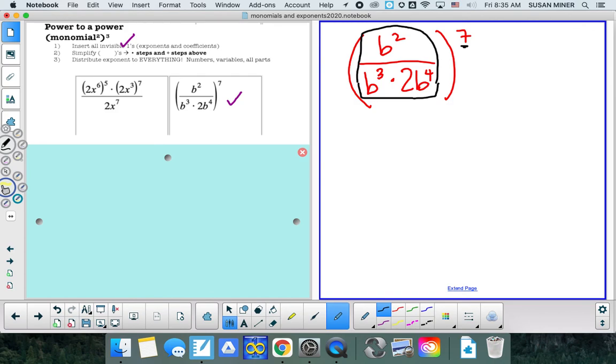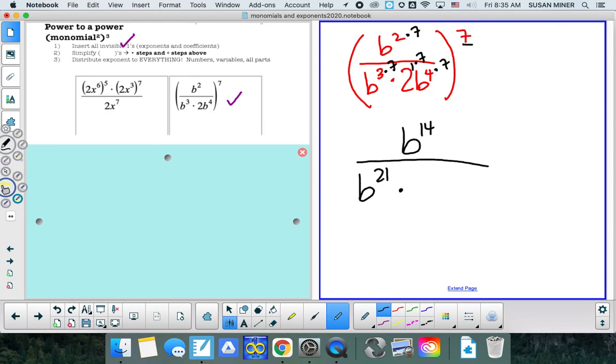And so the way that Ms. Miner likes better for a situation like this is putting my invisible 1 exponents in, and then going ahead and distributing my exponent first. Ms. Miner usually likes this way better, but it's up to you which way you like better. So I'm showing you both ways. So I like to distribute my exponent first, and then I can get rid of my parentheses. And so I end up with b to the 14th on top, b to the 21 on bottom, times 2 to the 7th, b to the 28th.